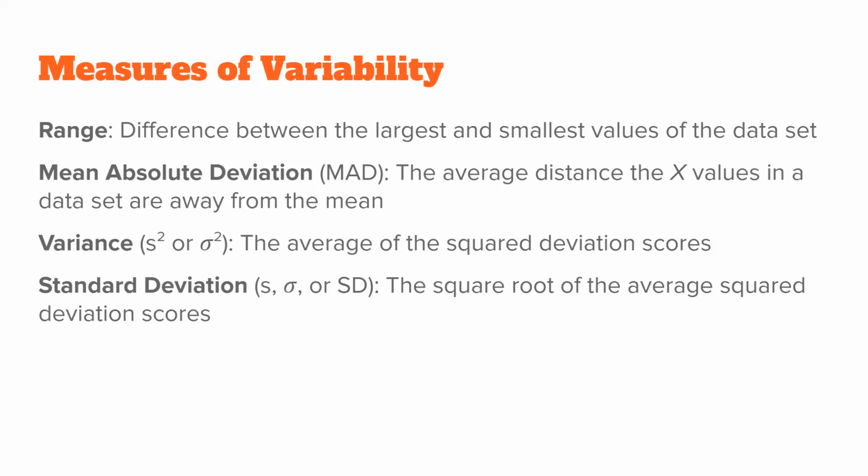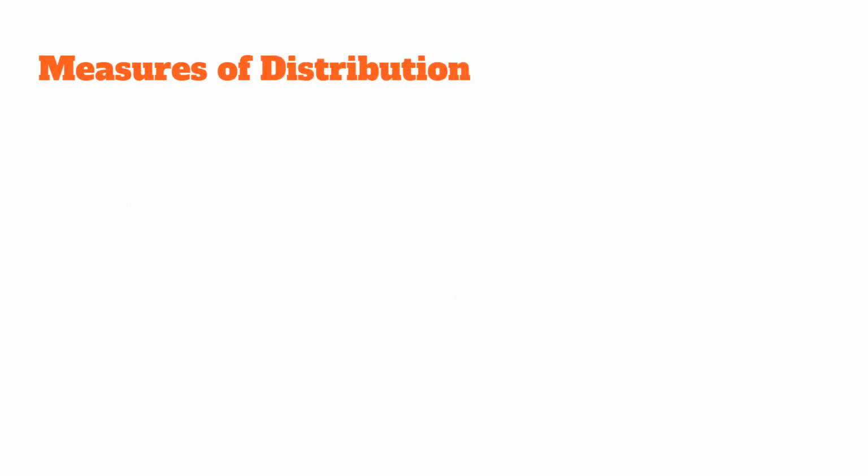Then the standard deviation, which has three different symbols. We could have lowercase s, which is standard deviation of a sample, lowercase sigma, which is the standard deviation of a population, or capital SD, which represents a standard deviation of a sample or a population. And this is just the square root of the average squared deviation scores. So in other words, the standard deviation is just the square root of the variance.